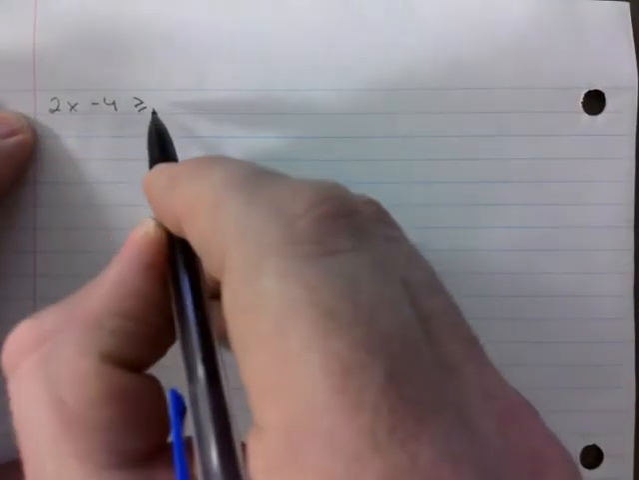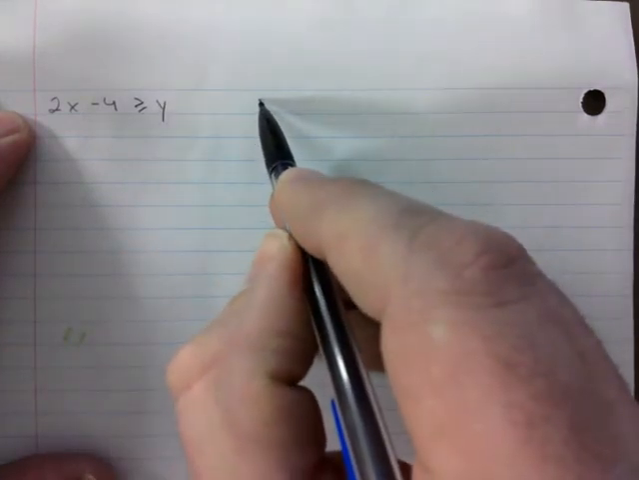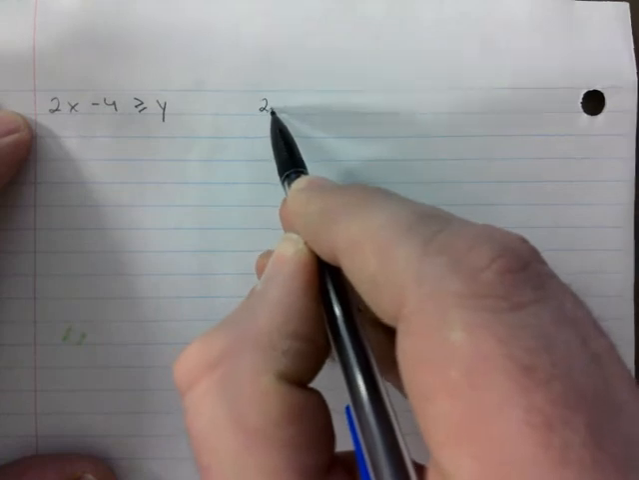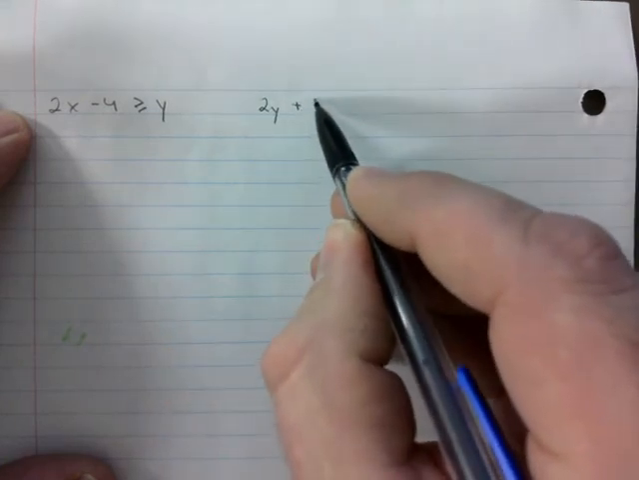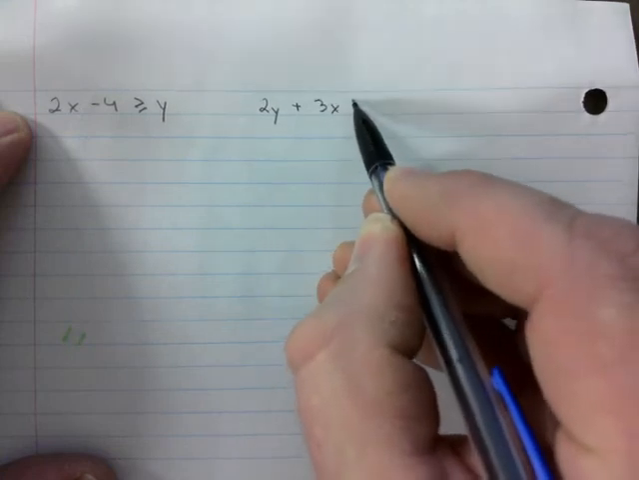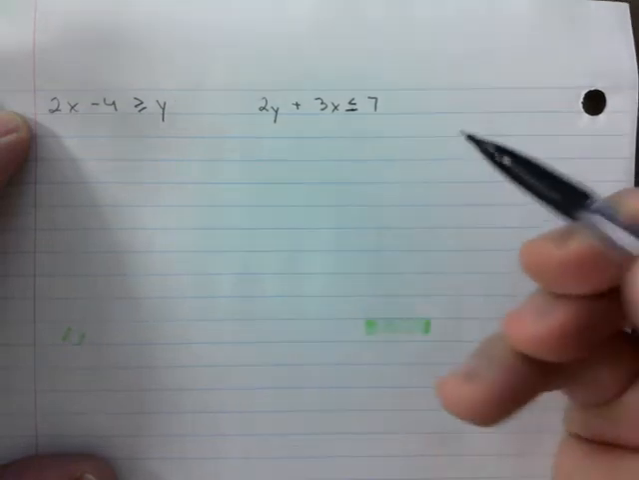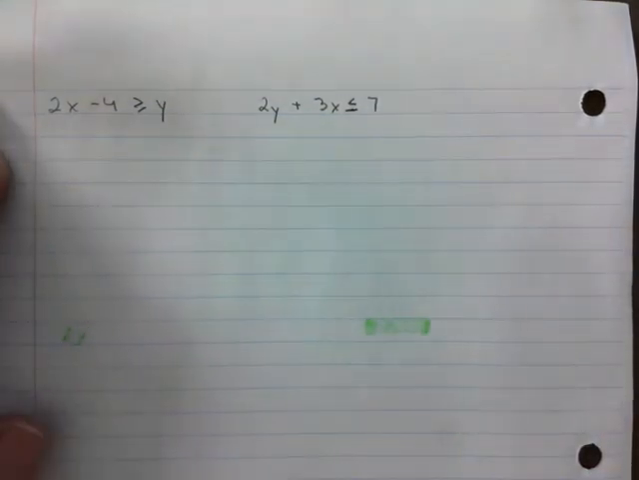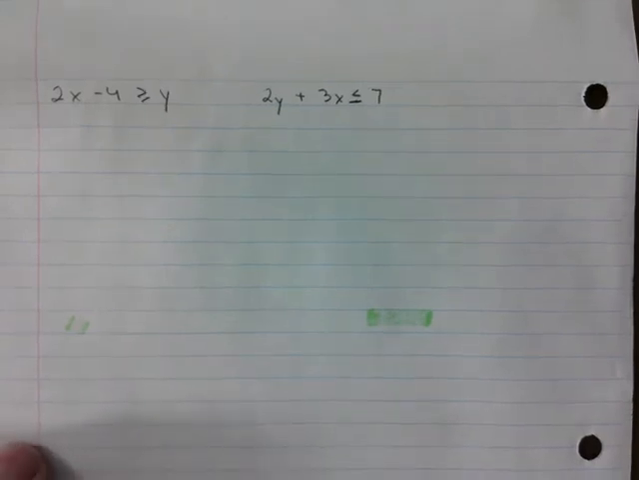All right, one more. 2x minus 4 is greater than or equal to y. I'm doing them side by side so we save some space there. 2y plus 3x is less than or equal to 7. And that's all for now.